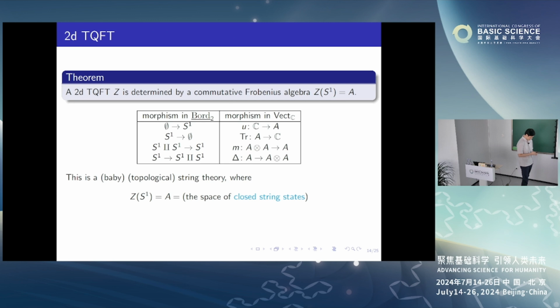But one thing I want to emphasize is that physically, what you assign to S1, so Z(S1), which I denote A, has an interpretation as the space of closed string states. And then the natural question is, what about an open string? Like, meaning an interval for us. So a closed string is like a circle, which is really a closed string, and an interval is an open string.